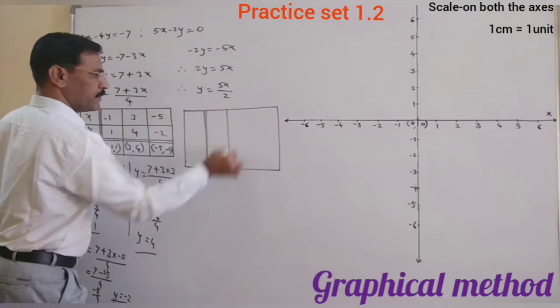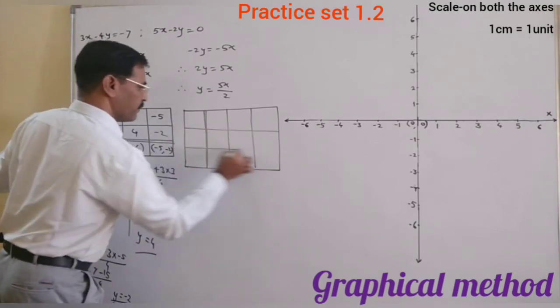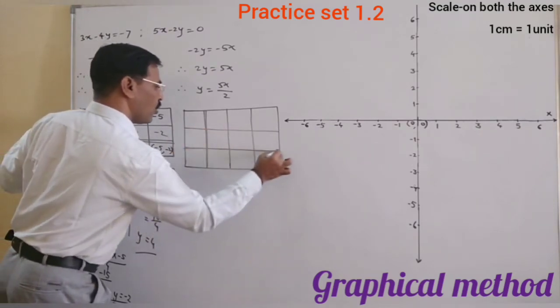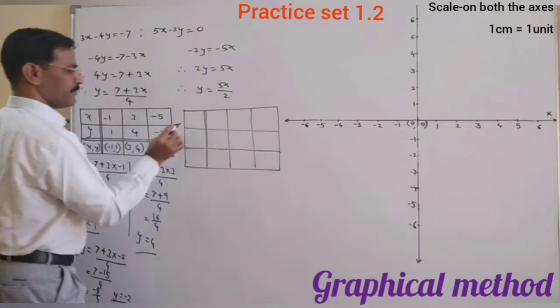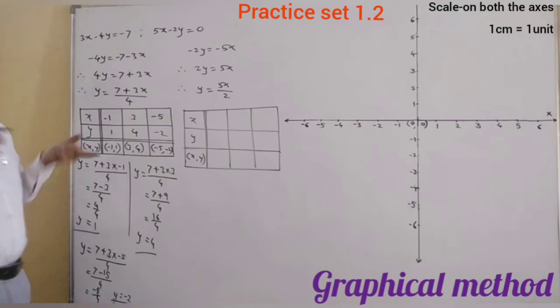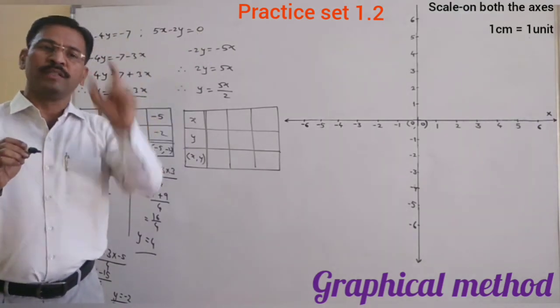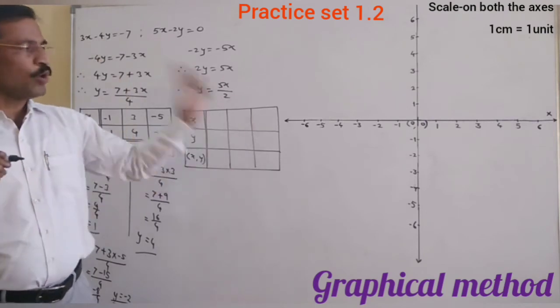See, this is very simple and you definitely like this one, because the graph, all students definitely like the graph. So here x, y, (x, y). Now, because the constant term is 0, the equation must pass through the origin.